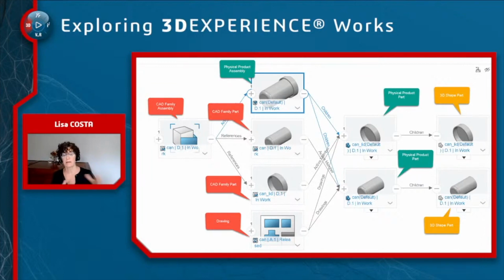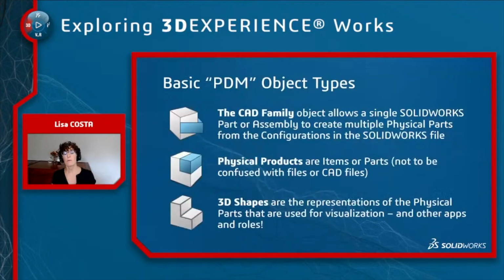And that's all good, right? The SolidWorks files are safe, stored, managed, and they are linked to the right product that's going to be made. And if we just break it down real quick as far as descriptions: when we put SolidWorks from SolidWorks desktop into the platform, we can have a CAD family object that's a single SolidWorks part or assembly, but it could create multiple physical parts if there are configurations, right?